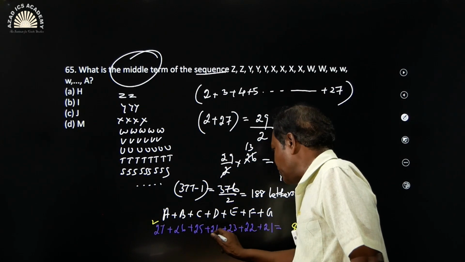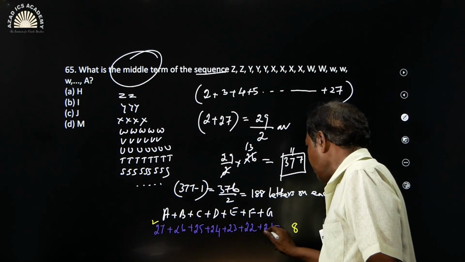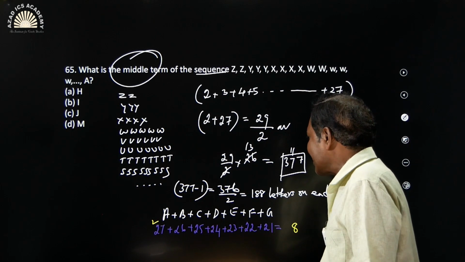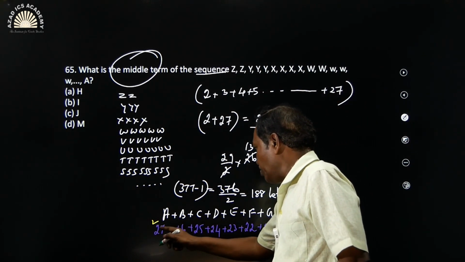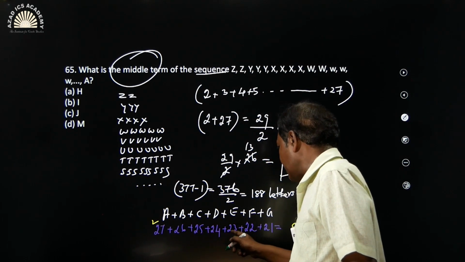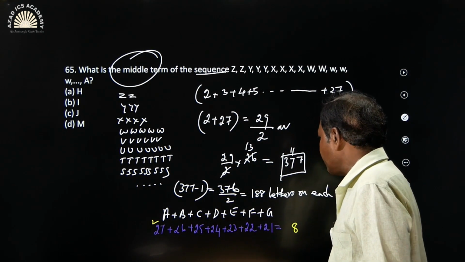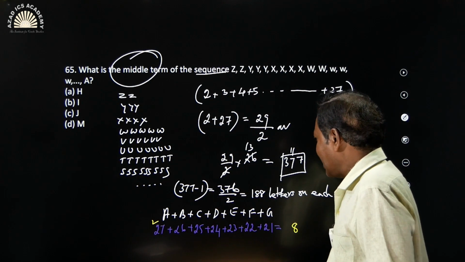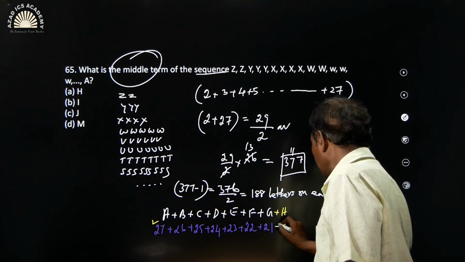6 plus 2, 8 plus 2, 10, 12, 14 to 16. 16 is happening. See that. How many 2s are here? 1, 2, 3, 4, 5, 6, 7, 8. 8 into 2 is 16.